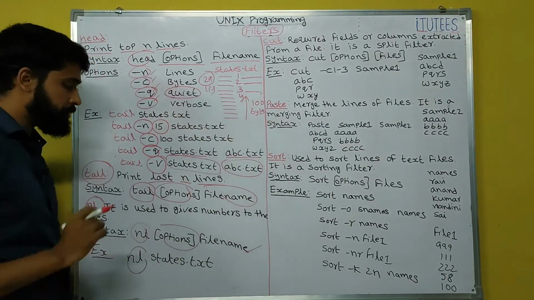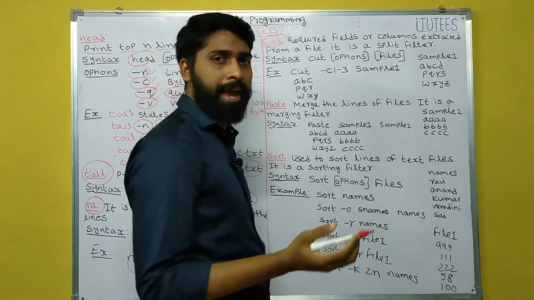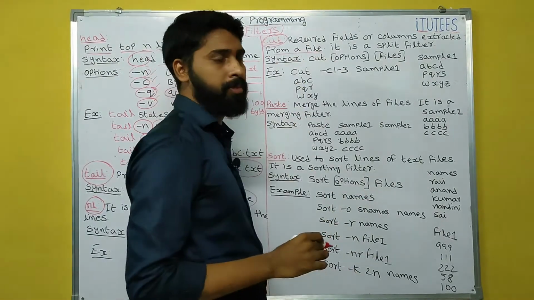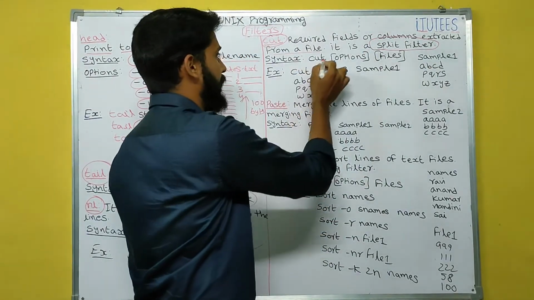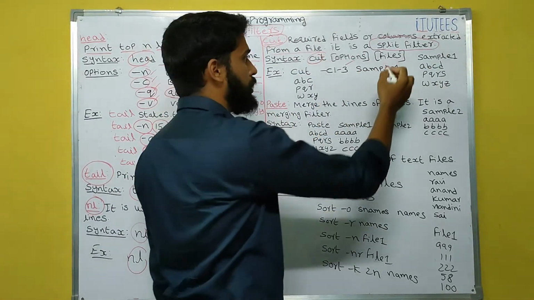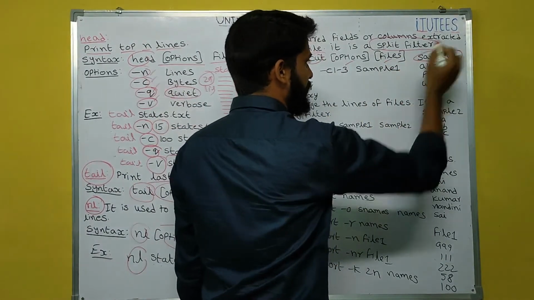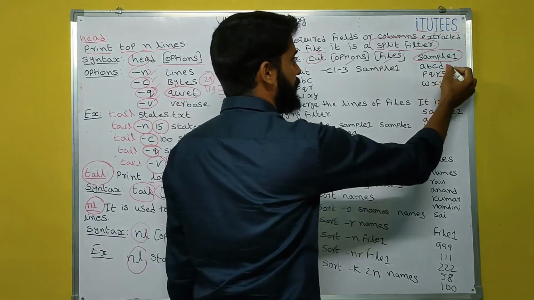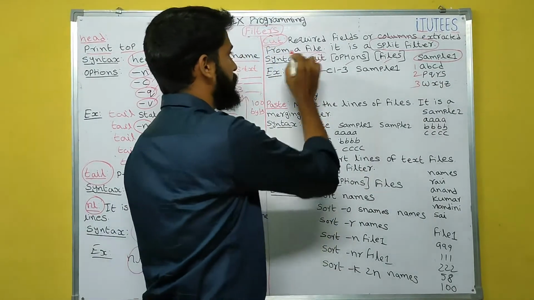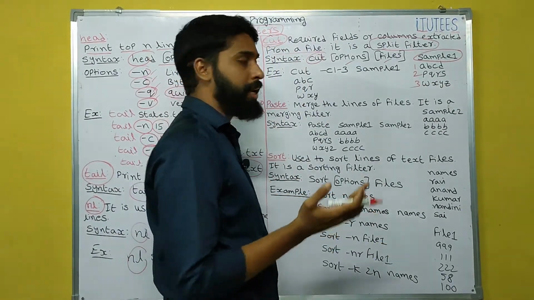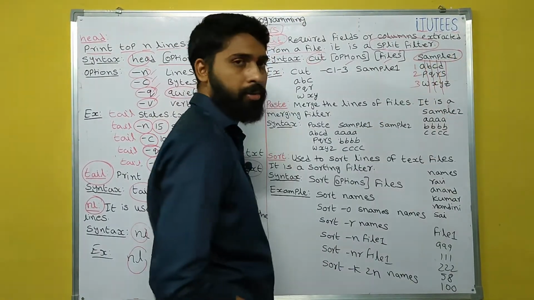Okay. The next command is the cut command. Required fields or columns are extracted from a file. The cut command is a split filter. The syntax is cut, options, and you give the files. This is the sample1 file. The content is: first line ABCD, second line PQRS, third line WXYZ. What is the purpose of the cut command? It can extract columns. This is the first column, second column, third column, fourth column.